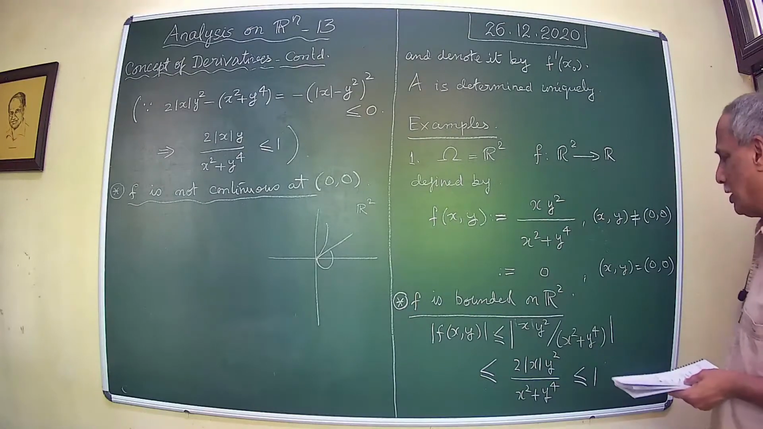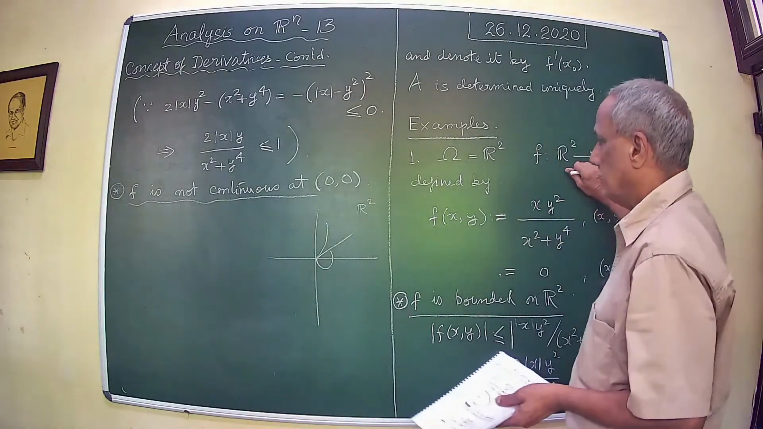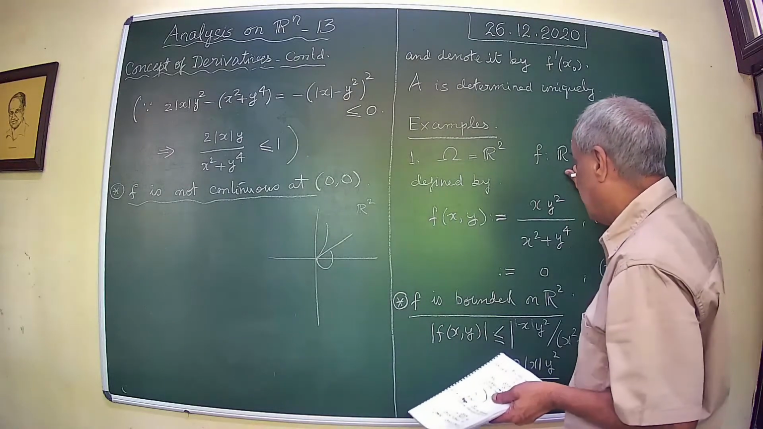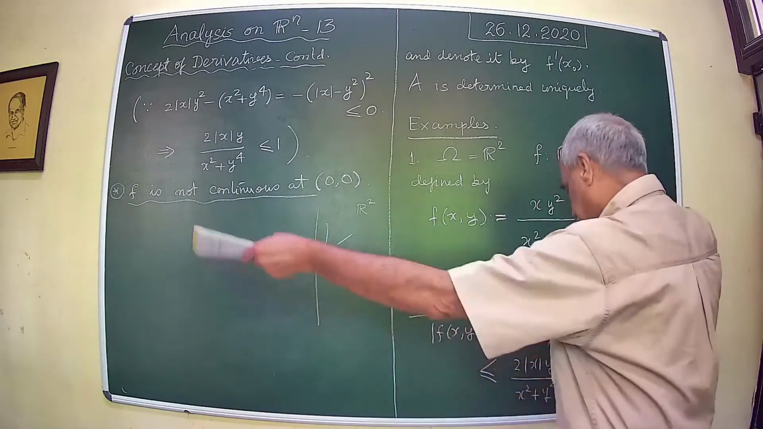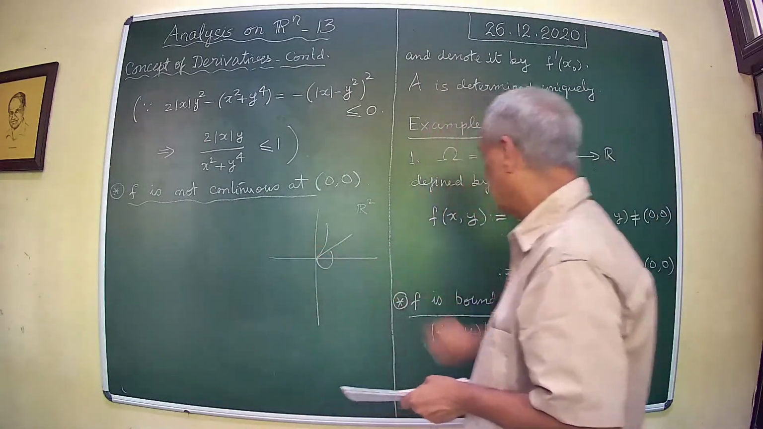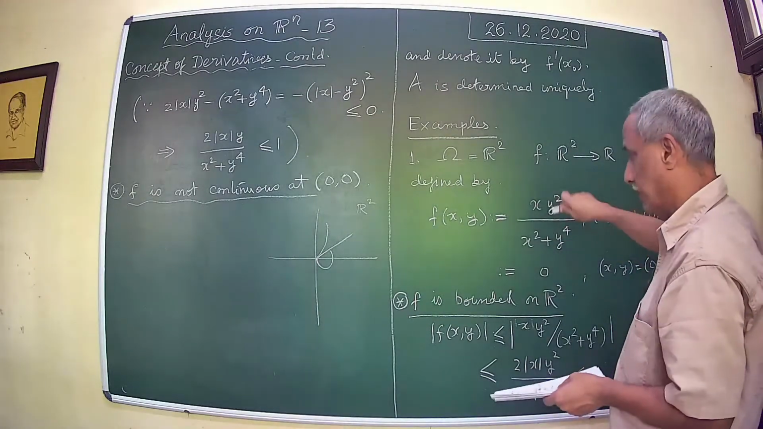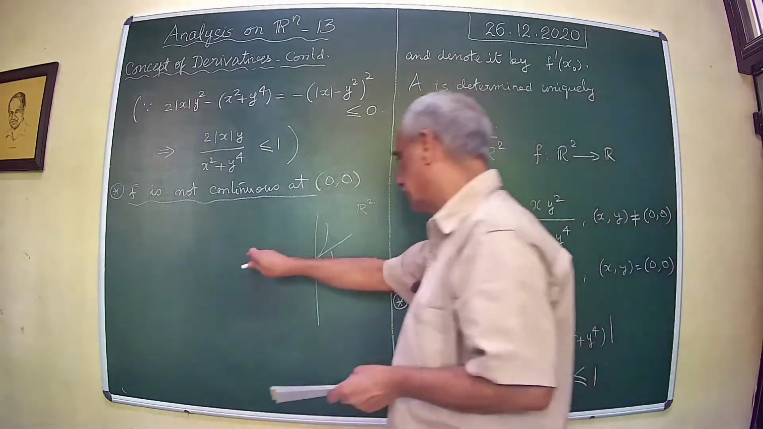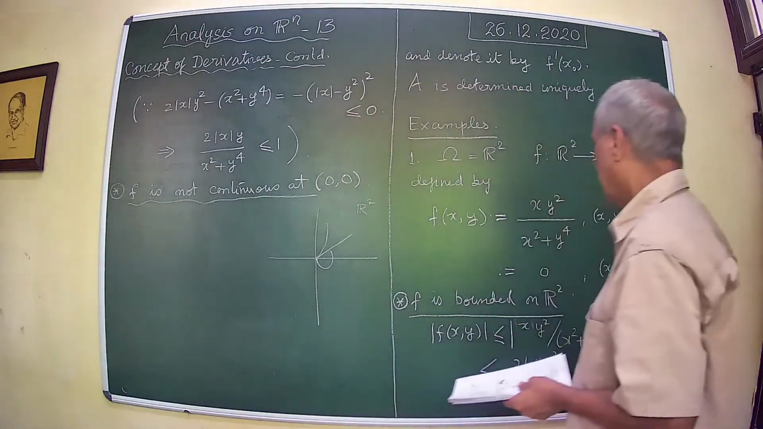Now you see that along certain paths it is continuous. For instance, along the line y equal to 0, that is along the x-axis, the function is continuous because the function takes the value 0 all along the x-axis.